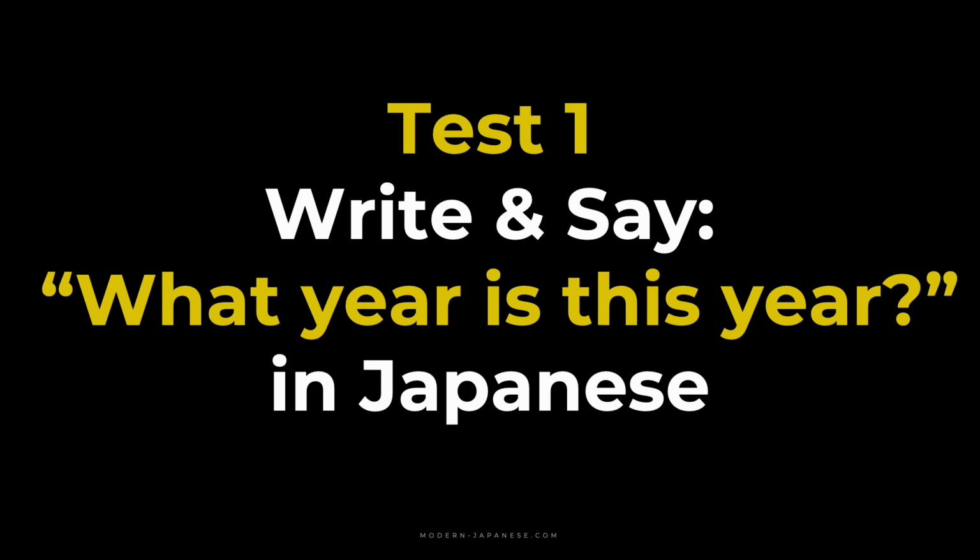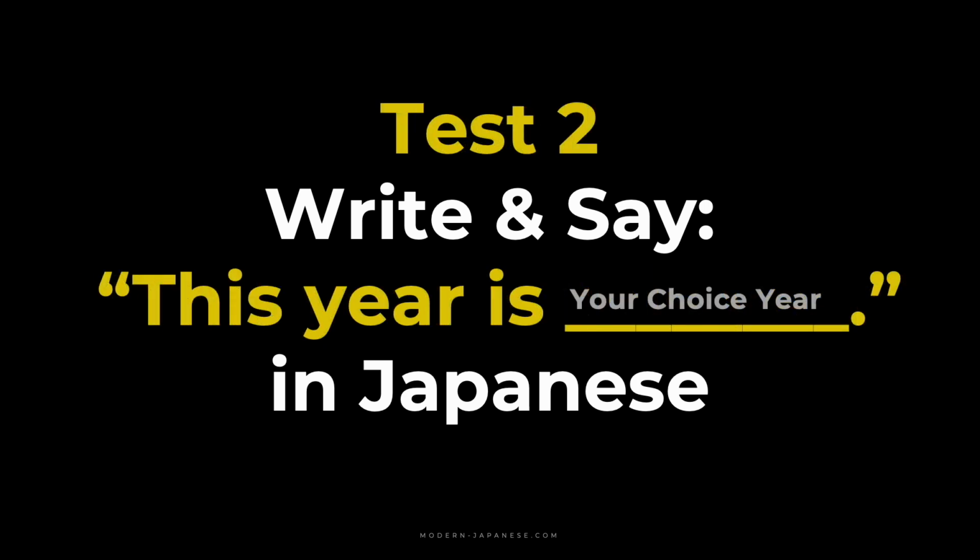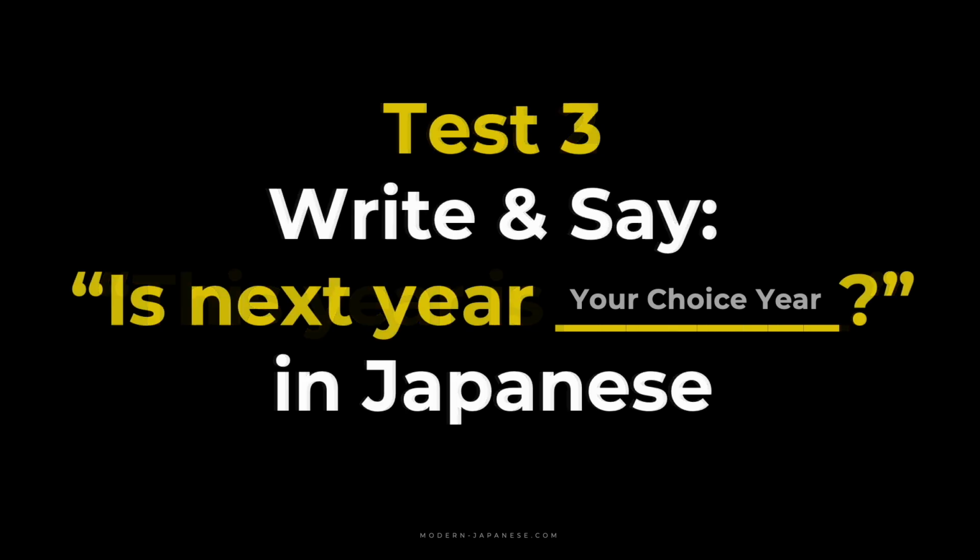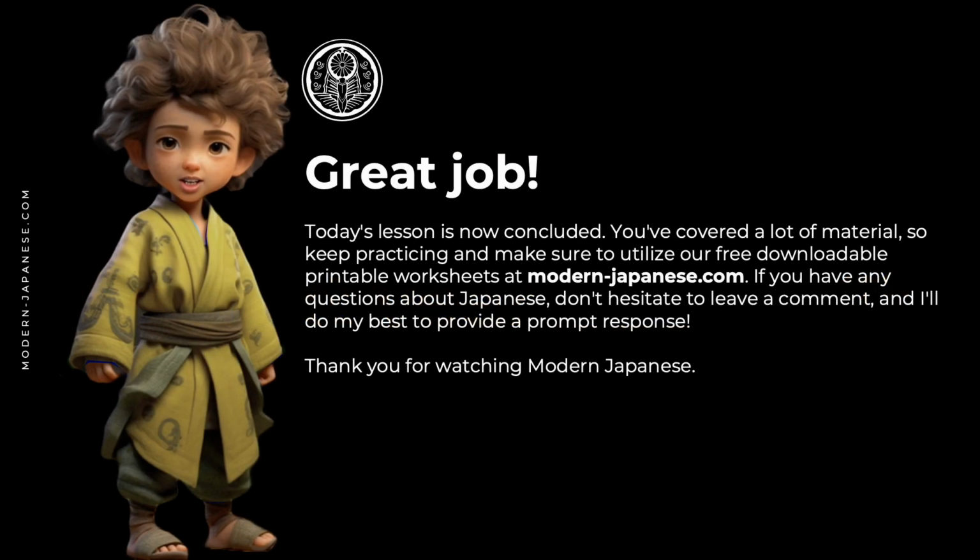Alright, let's put your skills to the test. First question, can you write and say what year is this year in Japanese? Next question, in the statement format, how would you express this year is any year you choose in Japanese? Next question, can you write and say is next year with any year you choose in Japanese? Today's lesson is now concluded.